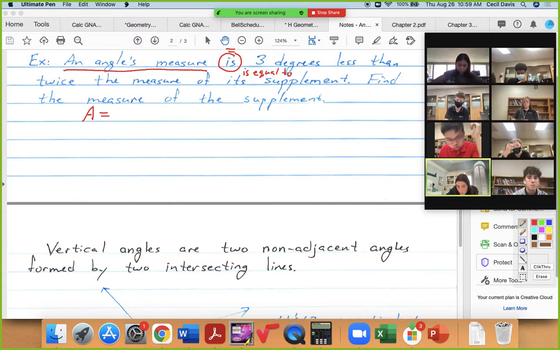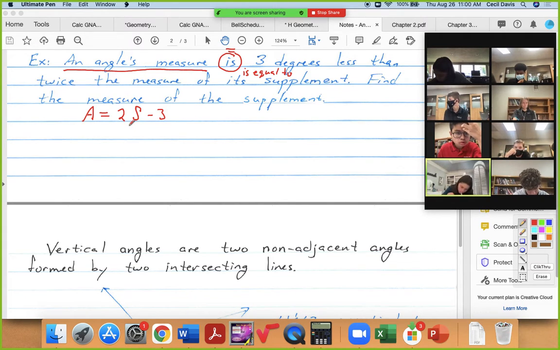Then it says 3 degrees less than twice the measure of its supplement. Well, 3 degrees less means we're going to need to subtract 3 from something. What are we subtracting it from? Twice the supplement. So I'm going to do 2 times S, and make sure your S doesn't look like a 5, too much, less 3. So it's 3 less than twice the supplement.